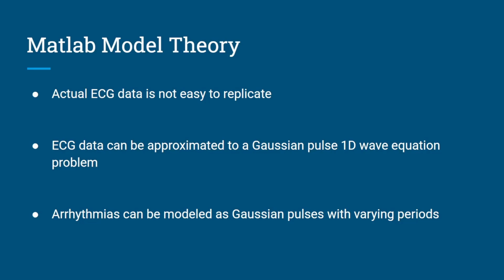To start out this project, I decided to model the heart rate in MATLAB. Because it's very difficult to get actual ECG data to be replicated and reproduced quickly in a model, I decided to instead use a Gaussian pulse with the 1D wave equation, and that gave me a lot more speed on my model and let me simulate it in real time for a heart rate instead of something a lot slower with an ECG approximation. For the arrhythmias, I was able to use the same Gaussian pulse, but just alter the period between pulses to get the desired output.